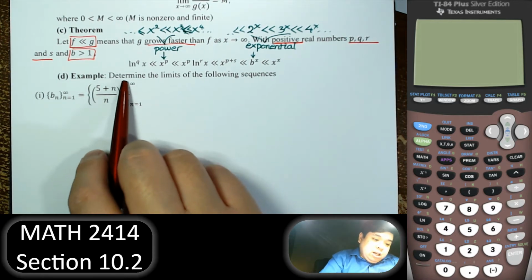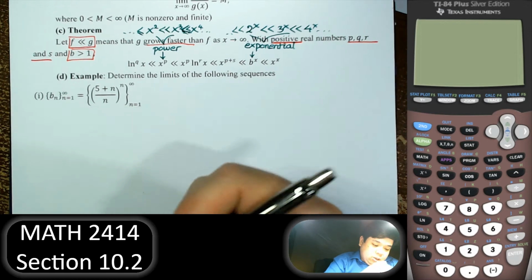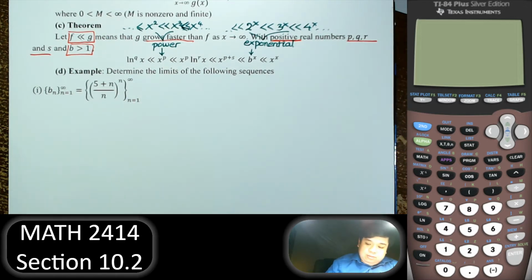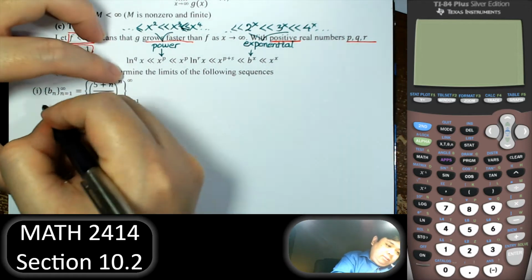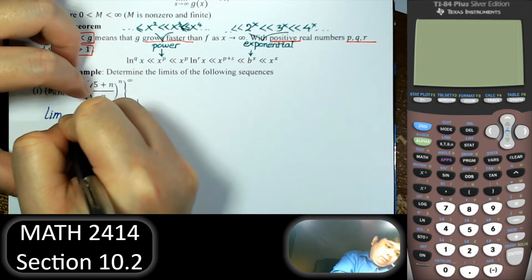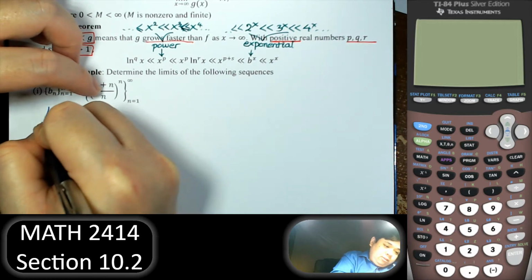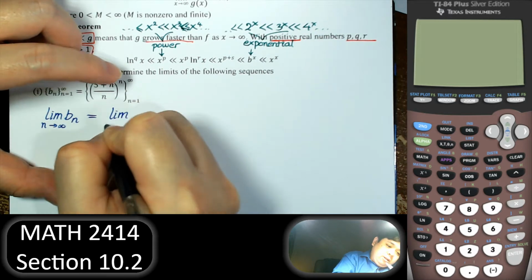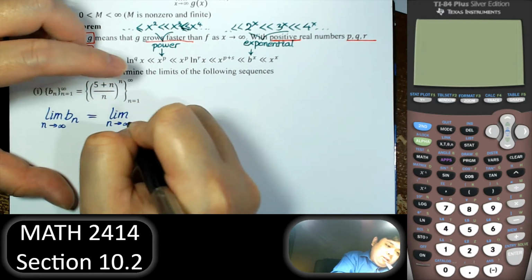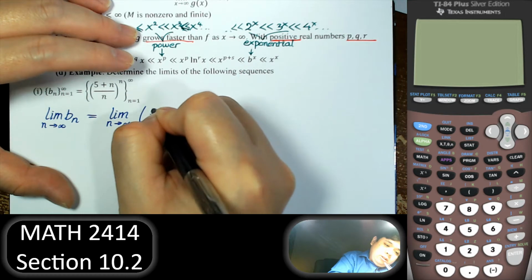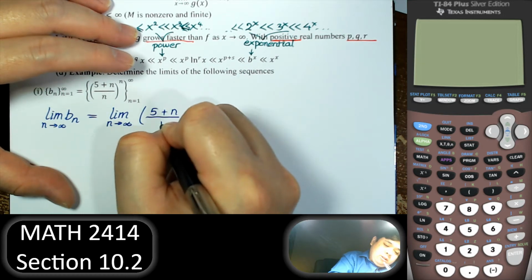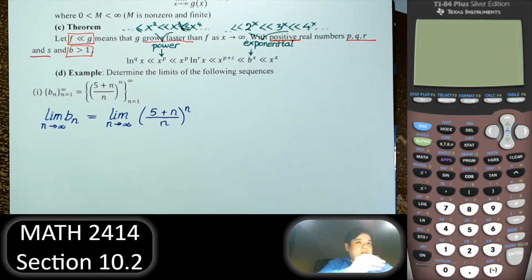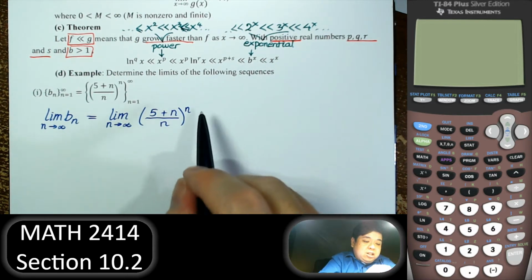So it says determine the limits of the following sequence. We have 2 examples here. So first, find the limit of this. So this looks something like we did in section 7.6 because it has the power form.